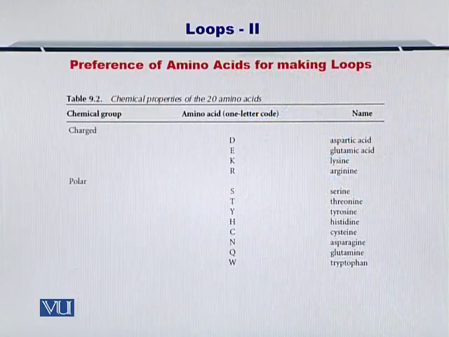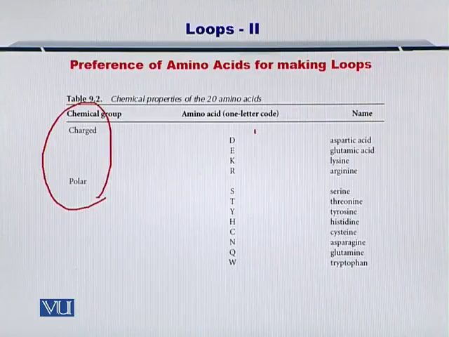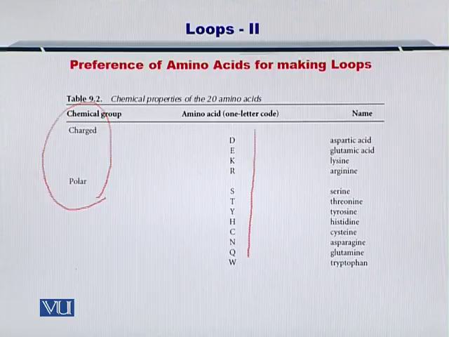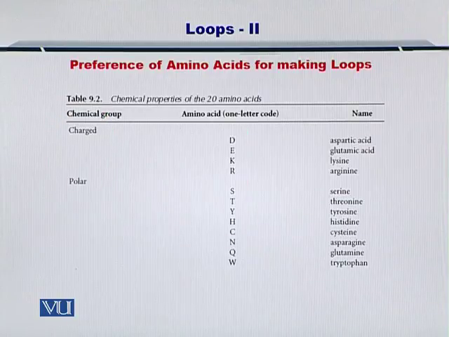Here, I show you the list of amino acids that are charged or polar, and these are typically found in the loops within the protein structures. So if you see a lot of these amino acids in the protein backbone, then you can estimate that this protein structure will be a loop.